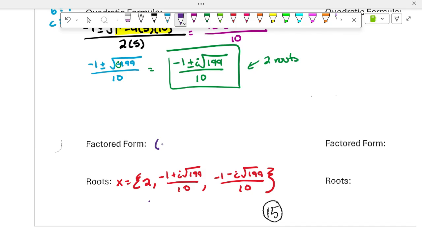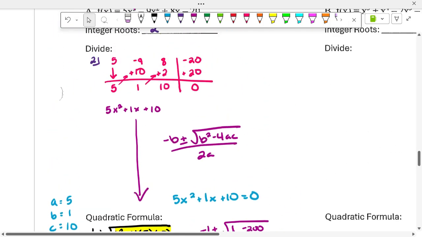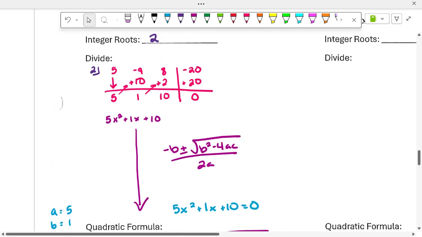What's a root of 2 as a factor? X minus 2. Now, for these roots, there's not much that we can do for writing them, but if we go up a little bit, what could I possibly write that I know that after I use quadratic formula, I would get these roots, but it may just not be a nice binomial factor? What could I write?